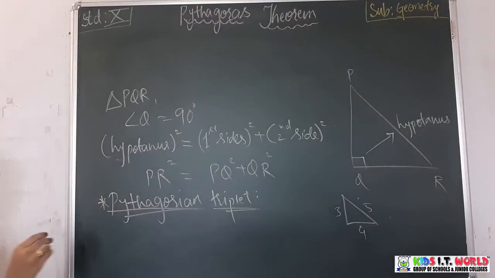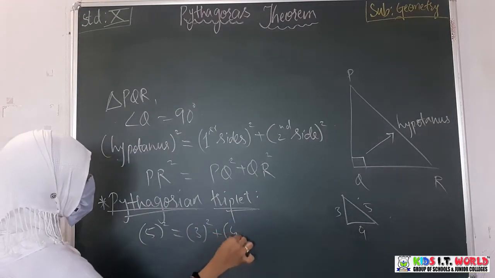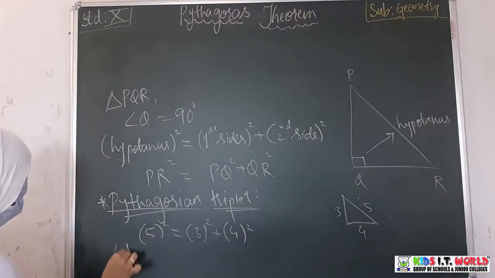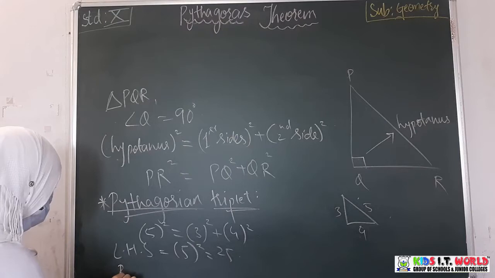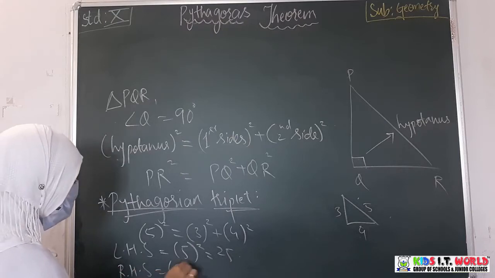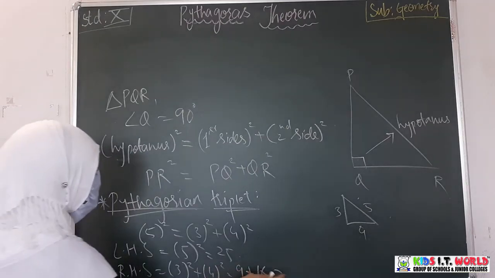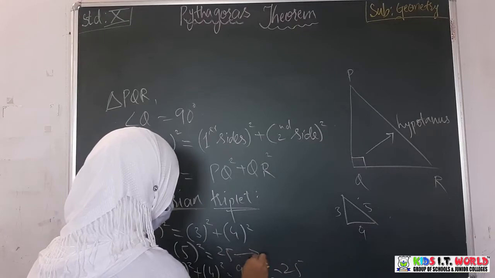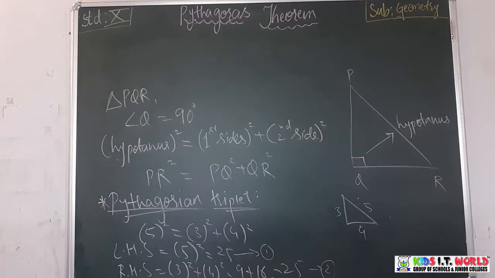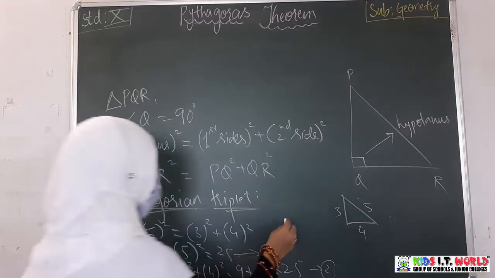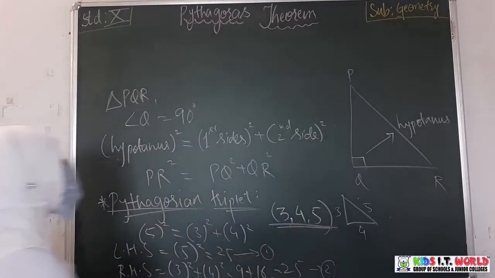So by Pythagoras theorem, what should happen? 5 square is equal to 3 square plus 4 square. First consider the left hand side, 5 square, which is 25. Secondly, the right hand side is 3 square plus 4 square. 3 square is 9, 4 square is 16, and the addition of 9 plus 16 is 25. Therefore, by equations 1 and 2, the right hand side and left hand side are equal. So 3, 4, 5 is a Pythagorean triplet.